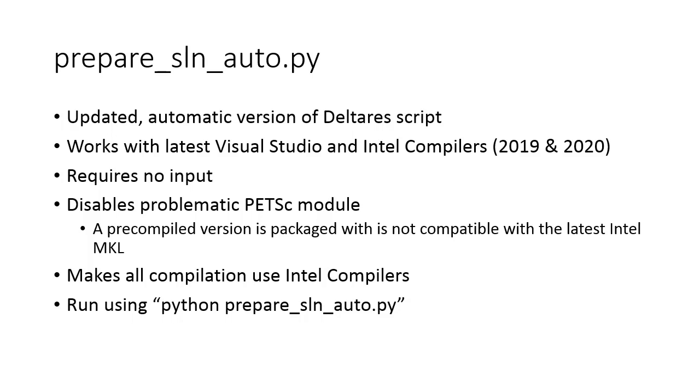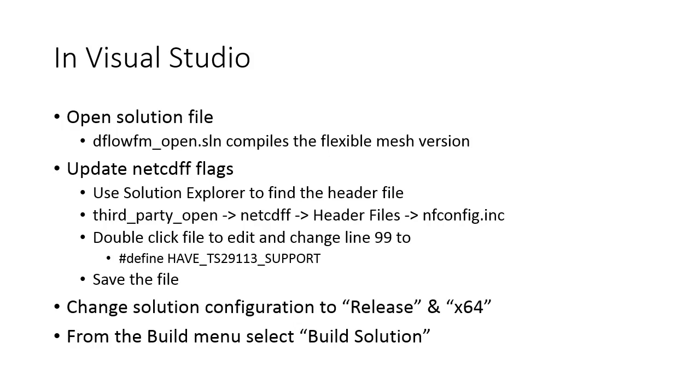And finally, it also uses the Intel compilers, so the C++ compiler for all the C++ code, whereas the Deltares script relies on MS Build, but they say they use the Intel compilers for both their Fortran and C++, so this does the same. So to run it, you simply open a command window where you have Python available and type python prepare_sln_auto.py. So this should generate a bunch of solution files, which have .sln extensions.